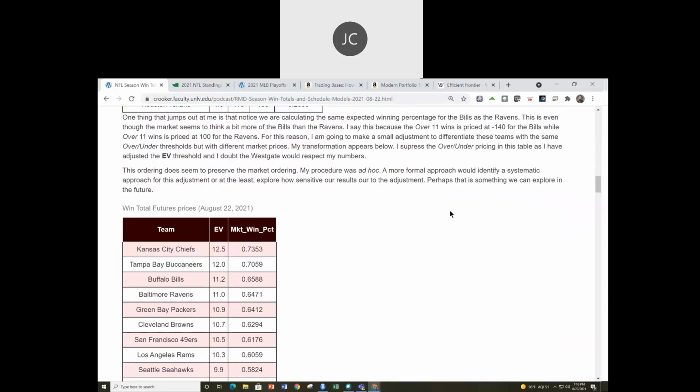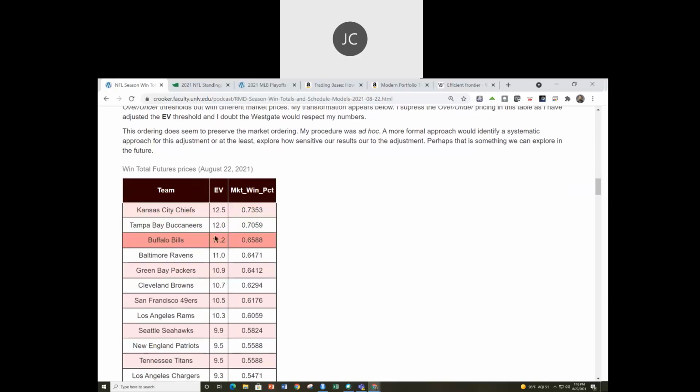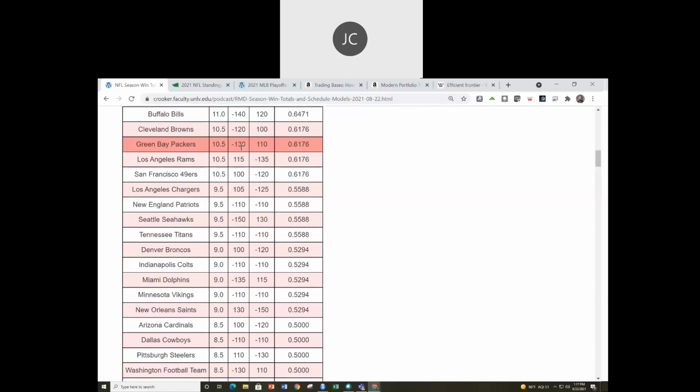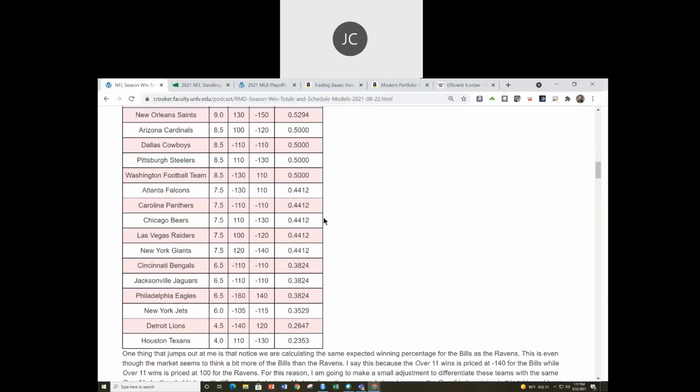So what I did was I took these EV thresholds, or expected value thresholds, if you will, and I just added a little kicker to get the Bills to have a little bit more weight, or higher implied market win percent, than the Ravens. You can see the Packers, I moved them up to 10.9. Again, this is to get some differentiation, because the market is providing us some information about the relative likelihood of the Packers winning 10.5 versus, say, the 49ers.